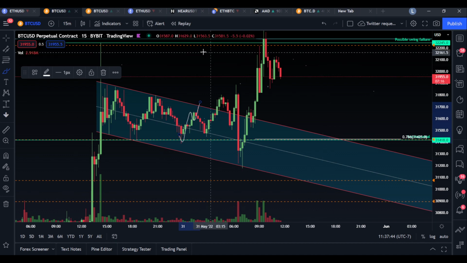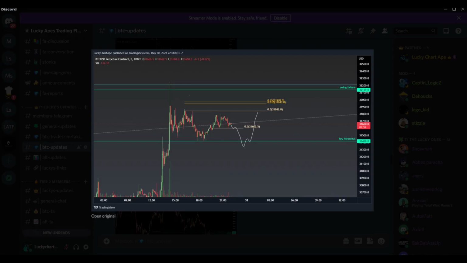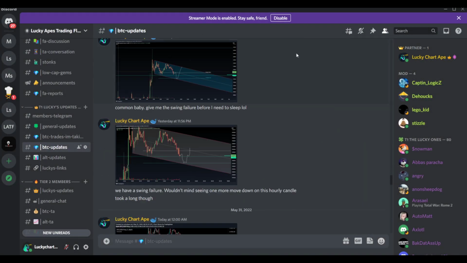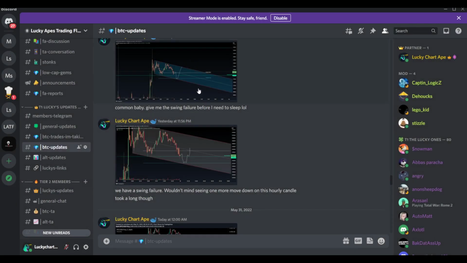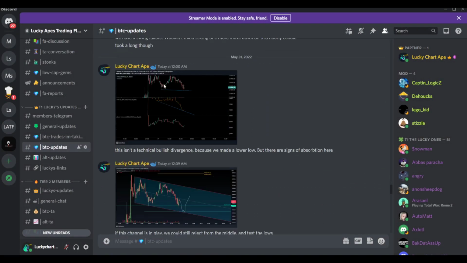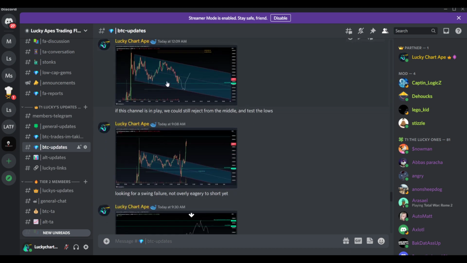And just know that this is all relevant to all of this price action. So I said I was looking for that liquidity grab. And I shared some higher time frame analysis here. So I said, come on, baby, give me the swing failure before I need to go to sleep. And so price kind of front ran it a little bit, rallied, but I was just waiting for the swing failure. We then got the swing failure. I was pointing out not a technical bullish divergence here, but signs of absorption. And if this channel is in play, we could still reject and test the low.